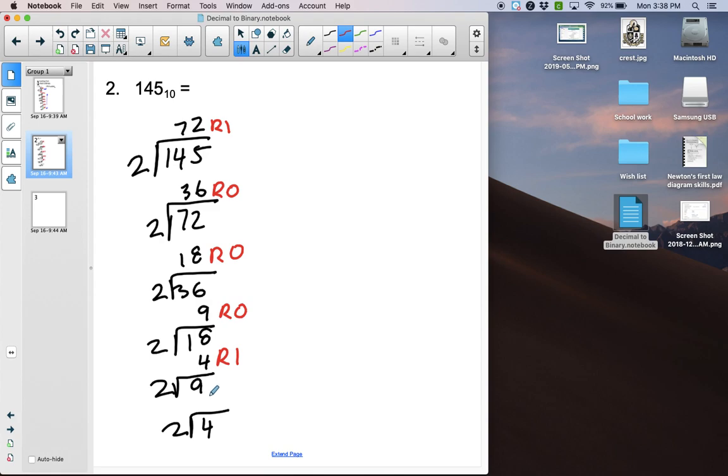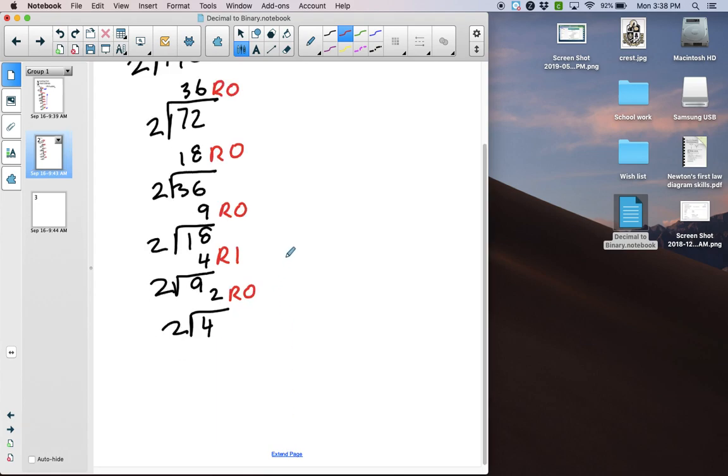Now we've got to do 4 divided by 2. So this would be 2, and then a remainder of 0. Oh, I'm bad. Let's go back to the black. There you go. The remainder of 0. And the colors really help. You can see it very clearly that we are wanting the red.